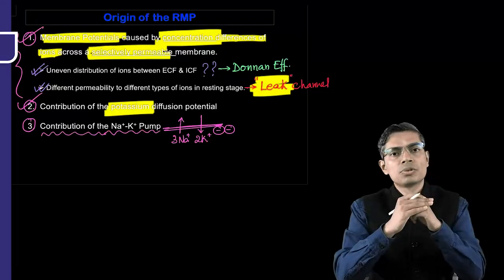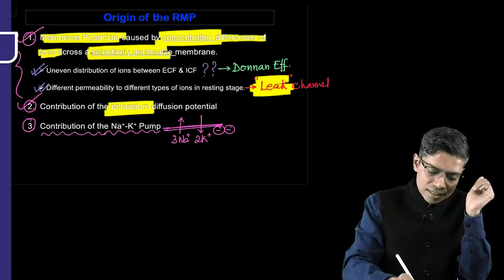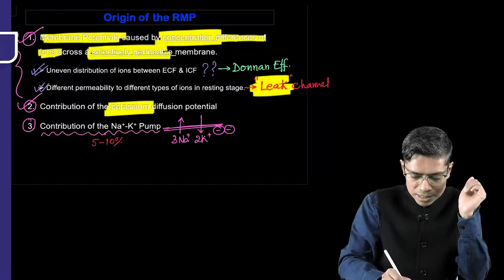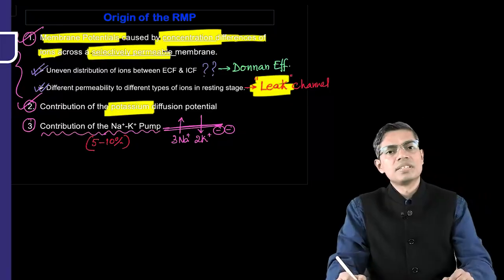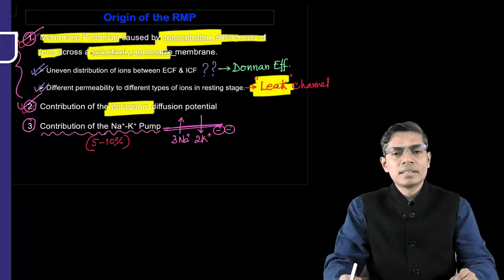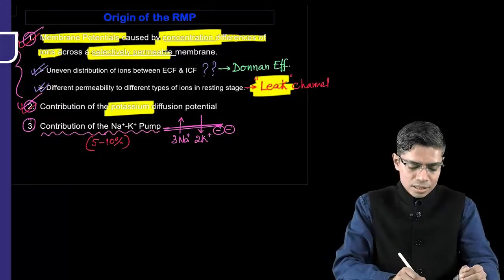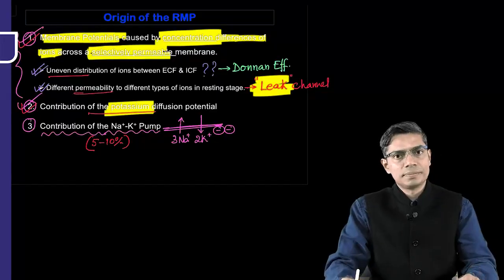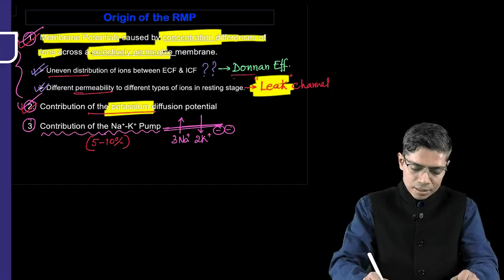Right, that is the meaning of the sodium potassium ATPase pump, and it is generally said that the sodium potassium ATPase pump contributes only 5 to 10% of the RMP generation. The rest is done by these 2 points, that is the effect of the uneven distribution, selective permeability and potassium diffusion potential. Now first we will be discussing this, the Donnan effect.